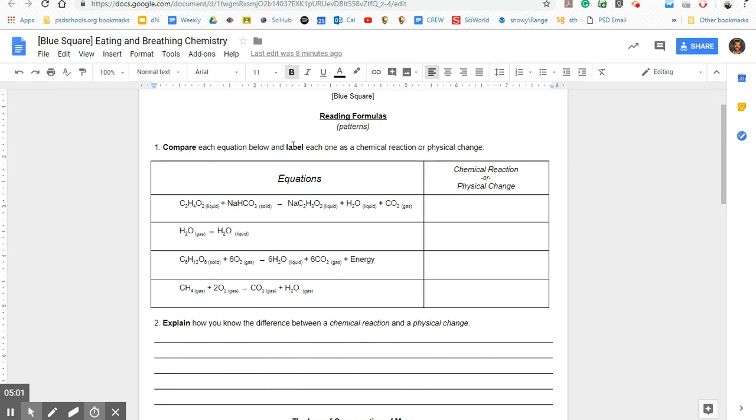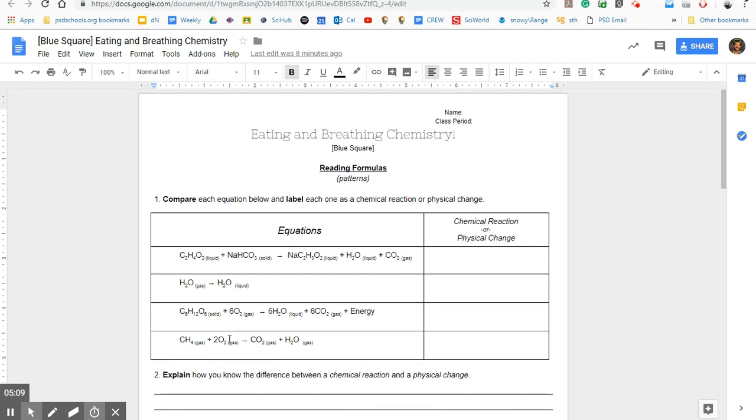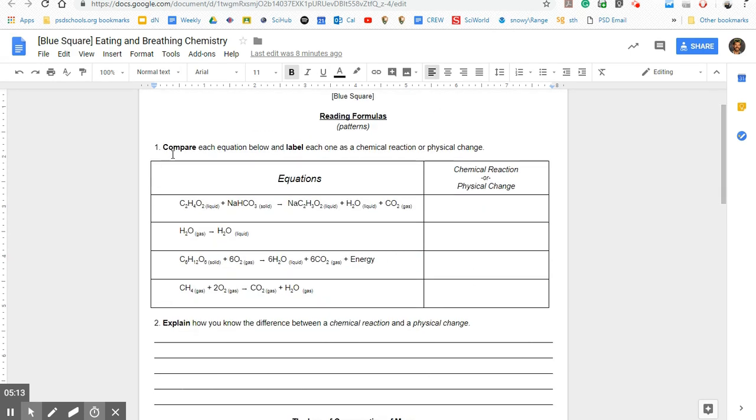I've used bold to identify some of those keywords that are in the DOK wheel so students know the task that I'm asking them to do. And it also identifies the depth of knowledge as well, and it really just makes it very clear. So in this example, we've got our blue square assignment.